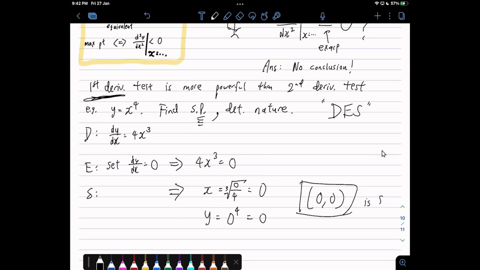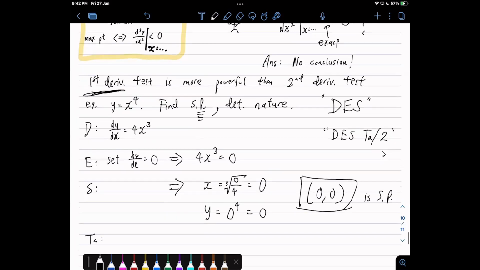That is the SP. Then the next step, table or second derivative? Table. Let's do table.